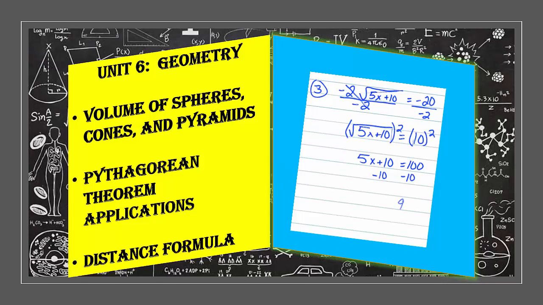So we'll subtract 10 from both sides. 90 is then equal to 5x. We'll divide by 5, and our value of x will then be equal to 18.